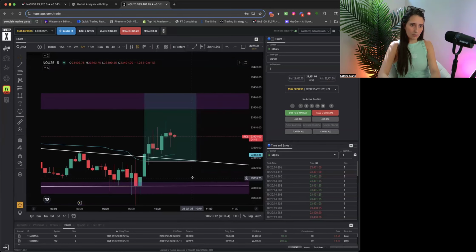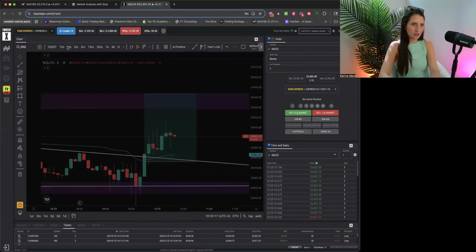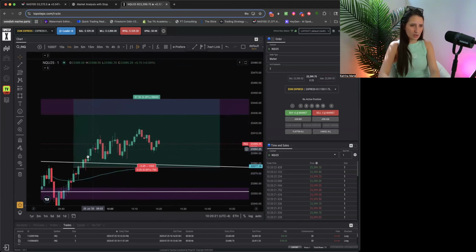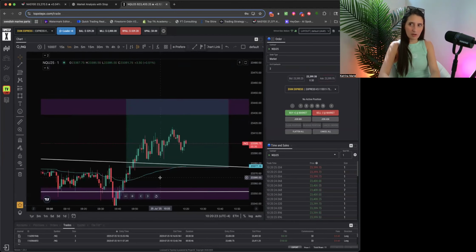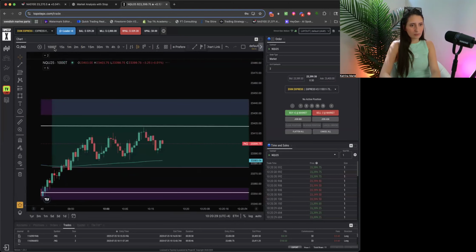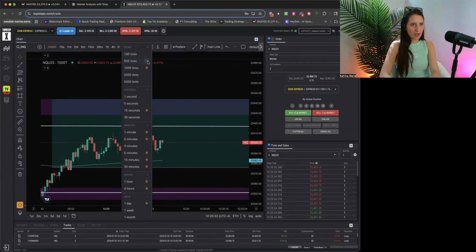I'm not sure what this is. This gives me no information. No information. This kind of does. It kind of gives me information that we're going to come back down, but I could be completely wrong. Let's see if there's a 500 tick. 500 tick is pretty cool too.